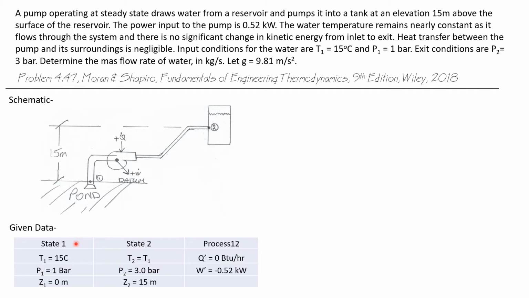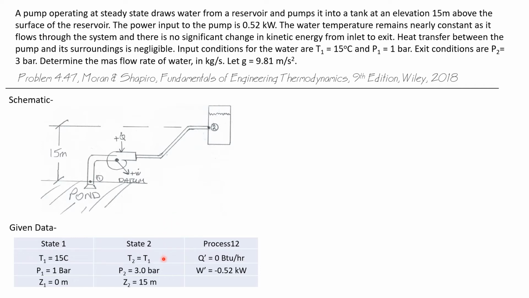So let's see what we're given. The temperature in the pond at the inlet of our system is 15 degrees C. The pressure at the inlet to our system is 1 bar, and the elevation is 0. And let's be sure to define this system as all of the water inside this pumping system between state 1 and 2. So it's the water from state 1 through the inlet pipe, through the pump, through the discharge pipe, and up to the tank. That water is our system, and that's what we're going to apply our equations to.